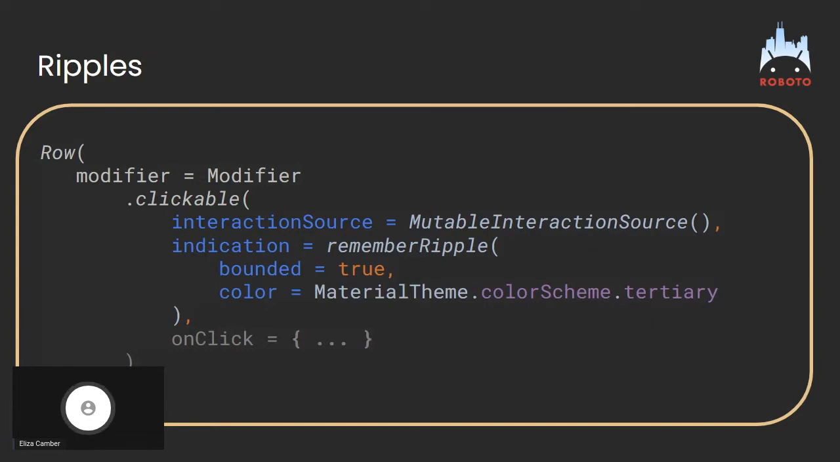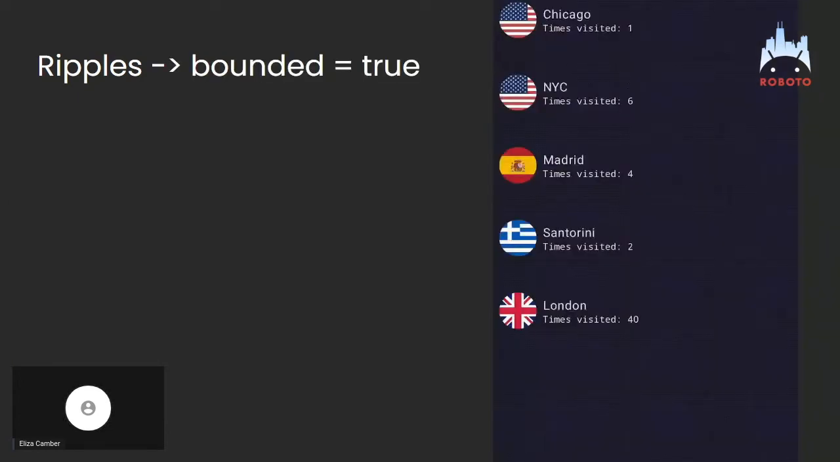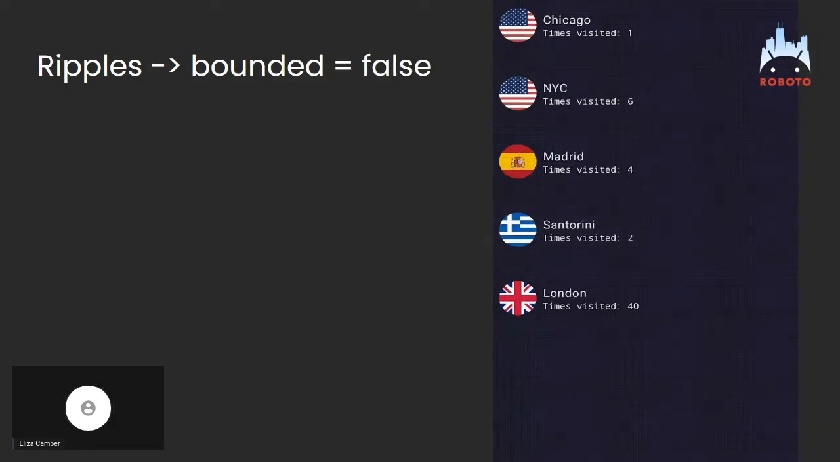So we see over here that adding motion is just adding the interaction and the indication. And there is one flag. If we set it to true, then the animation will be bounded only to this view. It will be restricted only there. If we set it to false, then it will just start going all over the screen.